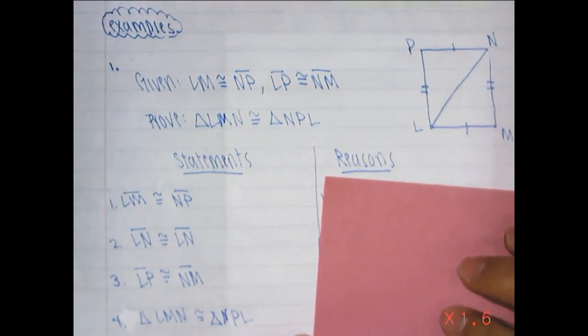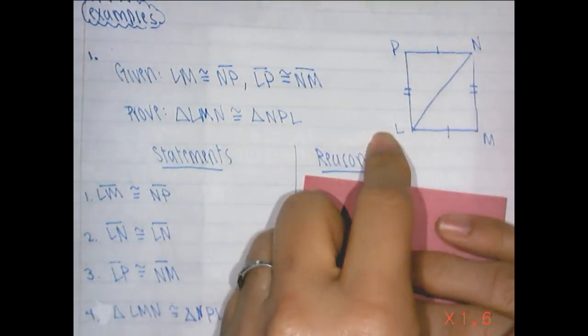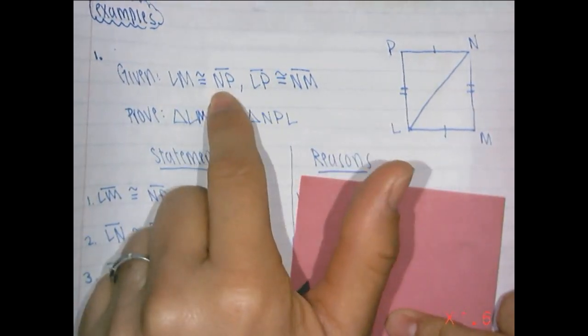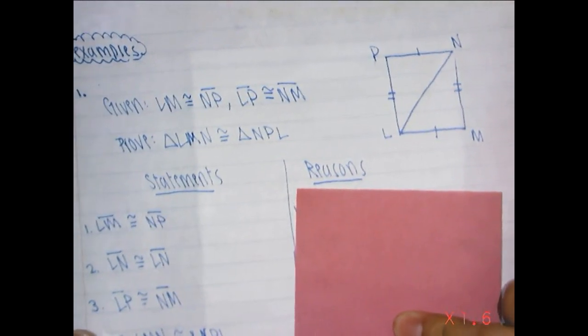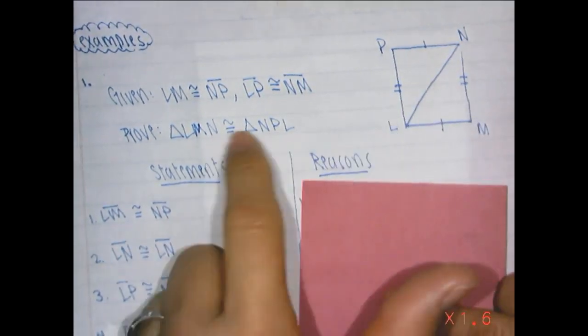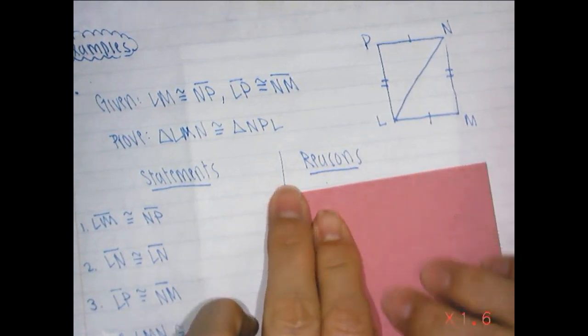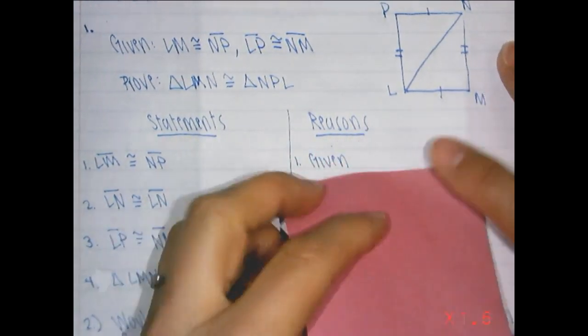All right, well, we have this figure over here, LPNM. And it's telling us our given is that LM, this segment, is congruent to NP, this segment up here. And LP, this side, is congruent to NM, this side. They want us to prove that triangle LMN, this triangle right here, is congruent to triangle NPL, this triangle right here. So let's look at some of our statements and see if we can come up with some of our reasons. So LM is congruent to MP. Well, let's look back up here. LM is congruent to MP. Well, that's a given. So we've got that one taken care of.